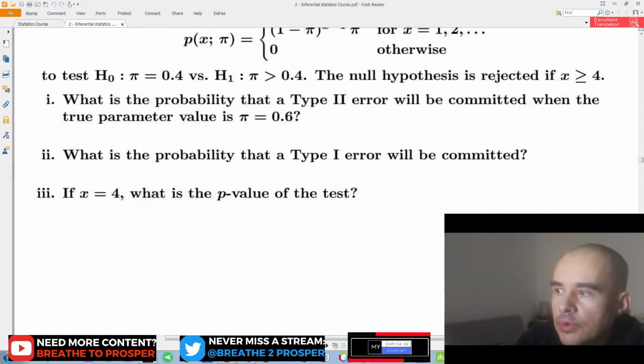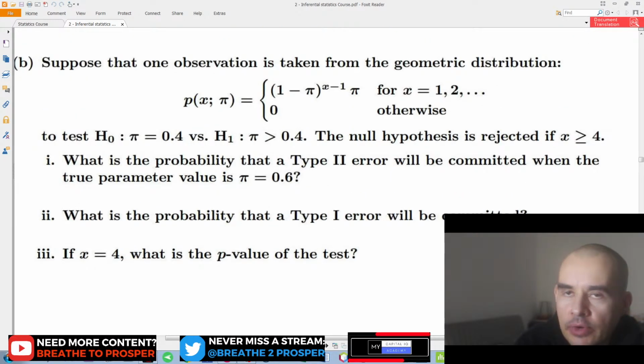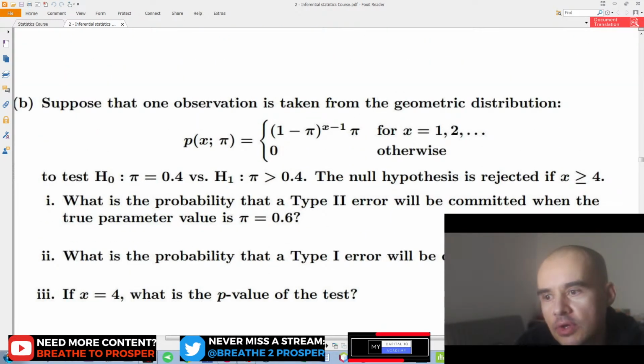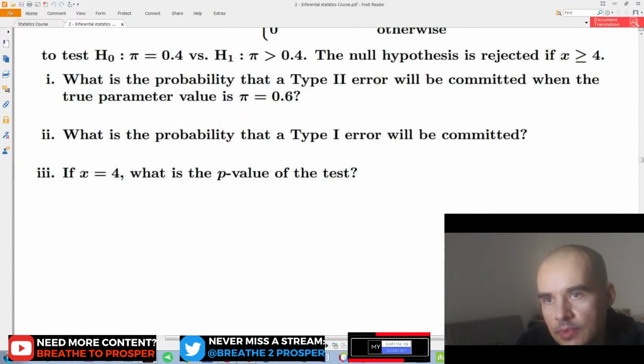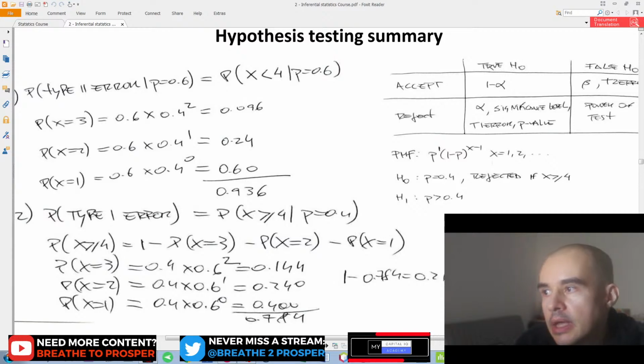And they're asking you here, what's the probability that a type 2 error, meaning you accept a false null hypothesis, will be committed when the true parameter value is 0.6? Okay, so how do we solve this? So type 2 error, we know that it's accepting a false null hypothesis, or rejecting a true null hypothesis, same thing. So for the type 2 error, knowing that the probability is 0.6, you just plug in the math, and this is the probability.